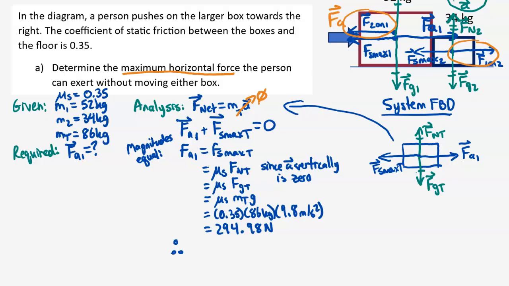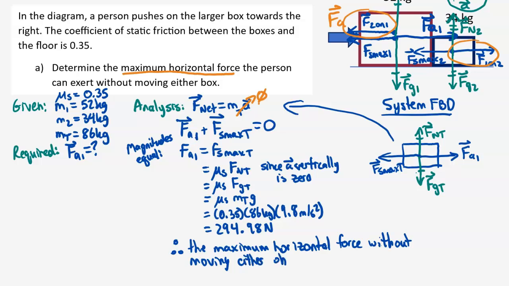Now what I want to do in my final statement is put that to the proper number of significant digits and reflect on, does this answer make sense? So here's my statement. Therefore, the maximum horizontal force without moving either box is going to be, how many sig digs should it have? It should have 2 significant digits because the masses and the coefficient of static friction both have 2 sig digs. So we write that as 2.9 times 10 to the 2 newtons, and this is to the right or forwards in terms of the diagram that I've drawn.